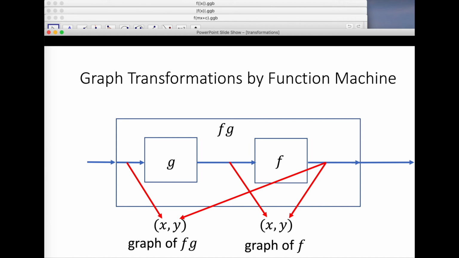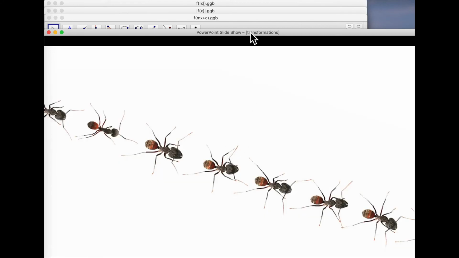Now that's all very well, but what if g is not a one-to-one function and so doesn't have an inverse function? It just so happens that until 2017 there was just such a function in the syllabus, namely the modulus function. So let's have a look at that. The ants don't have any problem.